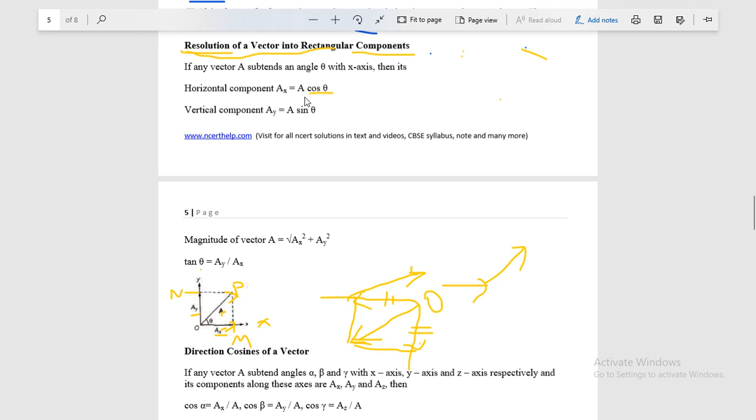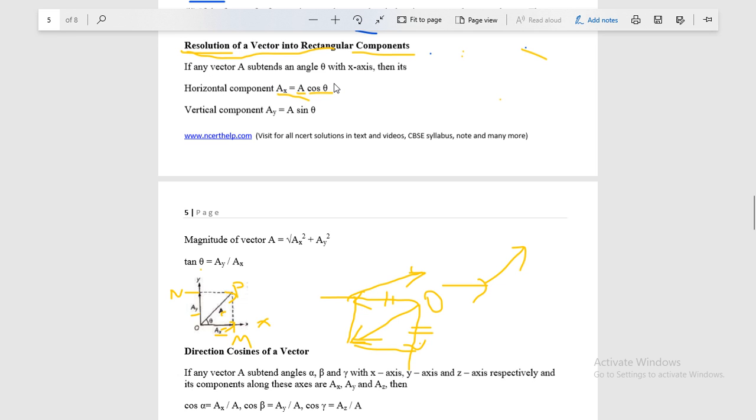You can see here cos theta is equal to AX upon A. So you can write AX is equal to A cos theta. So this AX is the magnitude of the vector along x-axis, which is one of the components of vector A. So this one is the magnitude. Now you can find out the value of AX if the magnitude of vector A and angle theta are known.